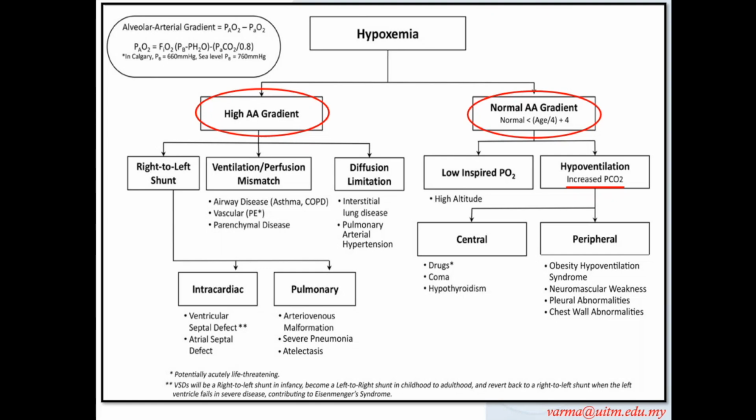The right to left shunt could be intracardiac or pulmonary. Intracardiac could be ventricular septal defect or atrial septal defect, and pulmonary could be AV malformation, severe pneumonia, or atelectasis. These are the causes of hypoxemia and the clinical situations where they can develop. So these are the 5 different causes of hypoxemia.